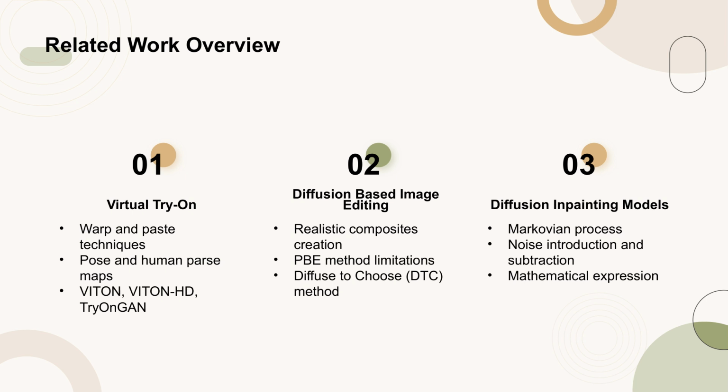To address this, the Diffuse to Choose (DTC) method was introduced, leveraging an auxiliary UNet to preserve reference image details. In the context of diffusion inpainting models, the process involves a Markovian approach where noise is gradually introduced and then subtracted to transform the image, conditioned by the reference image's embeddings.